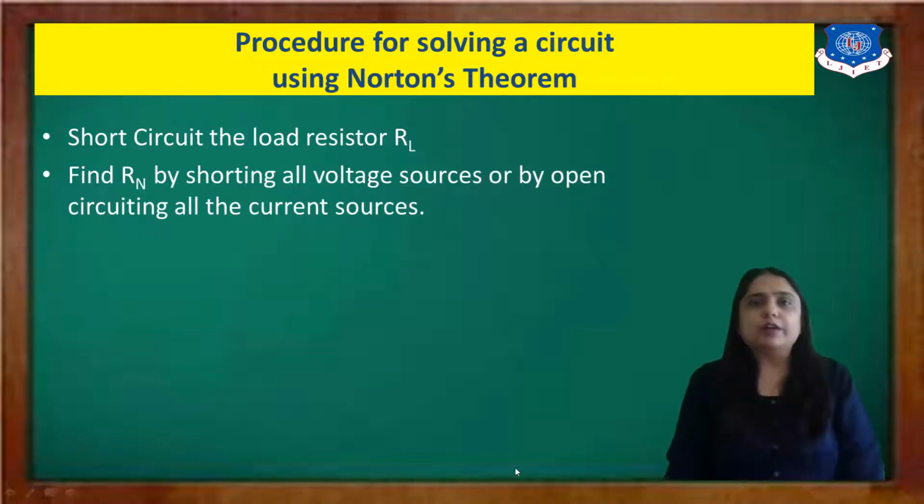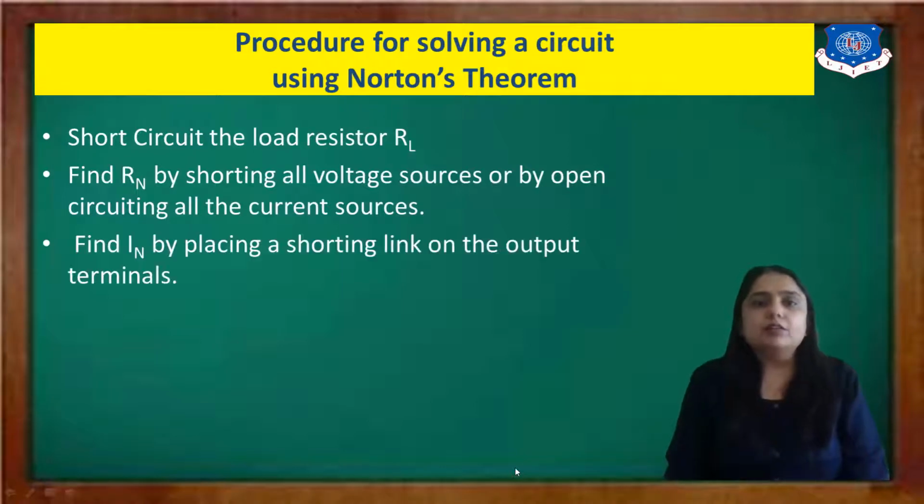Next we have to find RN, that is, the Norton equivalent resistance, by short circuiting all the voltage sources and open circuiting all the current sources. This is the same as in Thevenin's theorem. And one more thing, you can apply this procedure when you have independent sources in your network. If you have a dependent source, then you can find RN, or we can say RTH, with the help of one equation. That equation is VTH divided by IN.